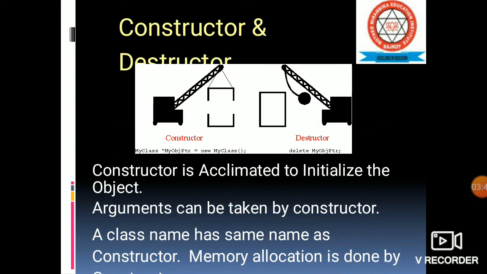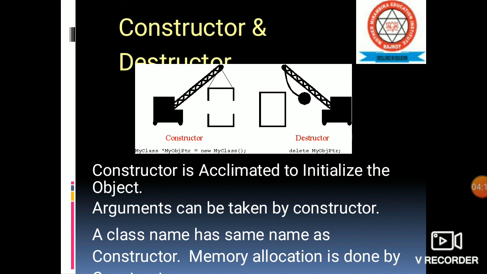Next topic is constructor and destructor. Constructor means to construct something, to build something, while destructor works the opposite of constructor. It is used to destroy something. In object-oriented programming, to construct an object is the work of the constructor, and objects that were created using constructor functions are destructed by the destructor.